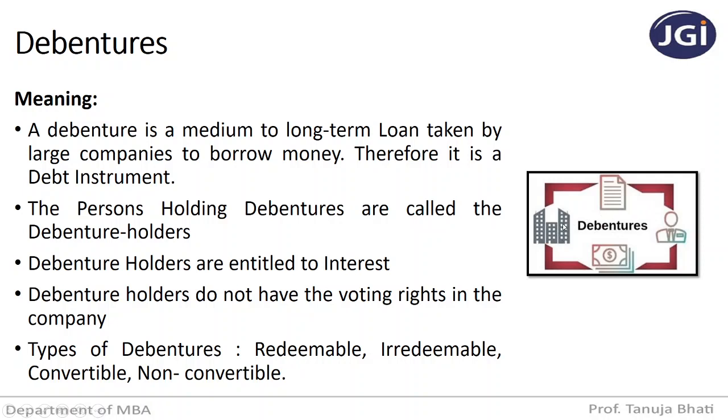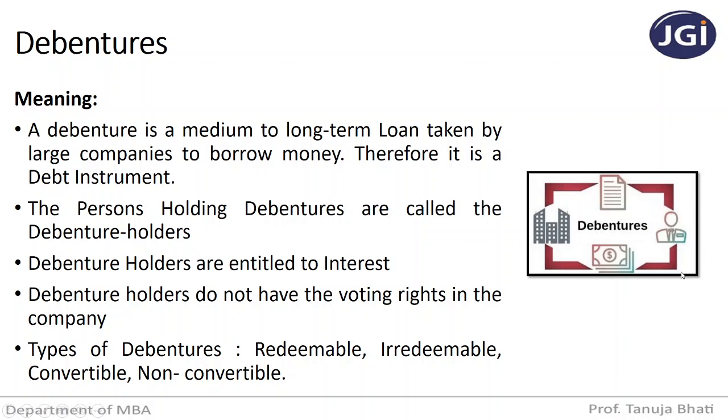and in return for the amount invested by the public, the company gives the public a debenture instrument, that is a debt instrument. So debentures are issued by the company to the public for the amount that they have invested. It is a long-term loan, a debt instrument, and this loan is repayable to the person holding the debentures, and this person is called a debenture holder.